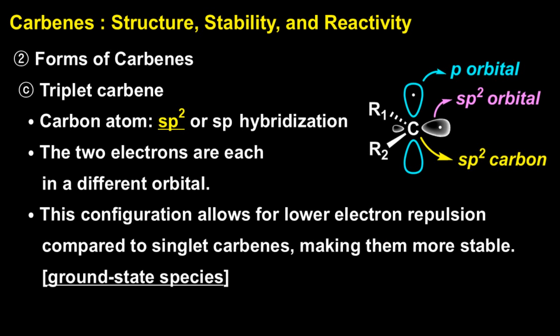Now let's move on to triplet carbenes. Most of the time, they're also sp2 hybridized, but in some rare cases, they can be sp hybridized too, though that's not common. In a triplet carbene, the 2 non-bonding electrons are in separate orbitals, one in an sp2 orbital and the other in a p orbital. Because the electrons are spread out, there's less repulsion, and that's what makes triplets more stable than singlets. For many simple carbenes, especially ones without stabilizing groups, the triplet state is the default. But if you have resonance or electron-donating substituents, the singlet state can actually become more favorable.